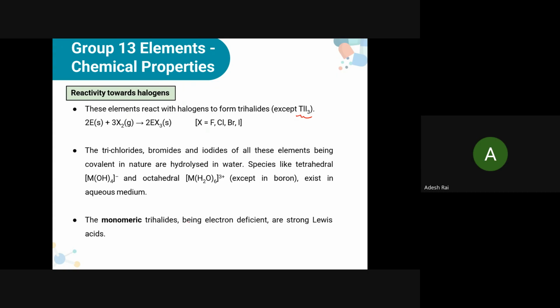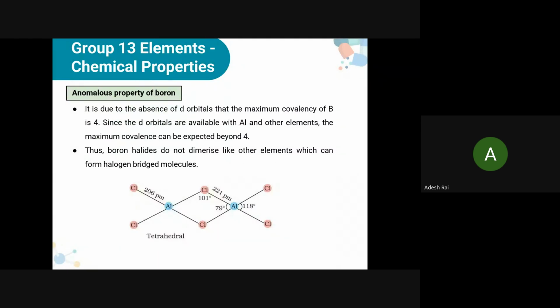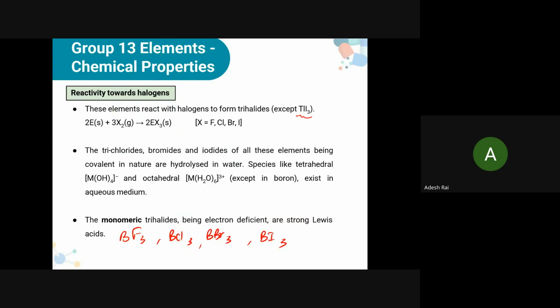The monomeric trihalides, being electron deficient, are strong Lewis acids. Now, what do you mean by monomeric trihalide? The species that does not undergo dimerization will be called a monomer. And who does not undergo dimerization? Boron family. So, the examples: BF3, BCl3, then BBr3, and then BI3. So this is what we are talking about. Please remember that except thallium, TlI3, okay?